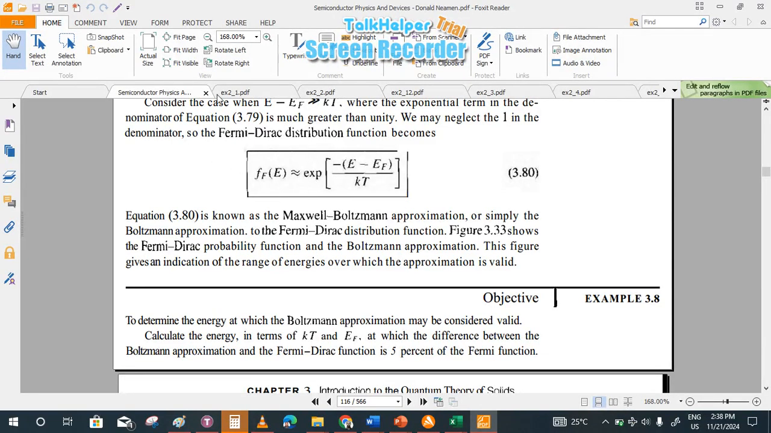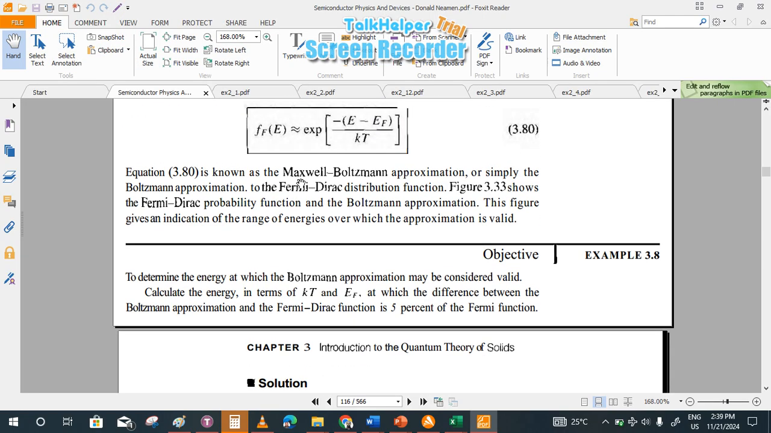We see that the odd expression we have, 1 over 1 plus exponential, can be converted to this. If you just do binomial expansion of that raised to power minus 1, the first two terms, you realize that your probability of occupancy reduces to this.